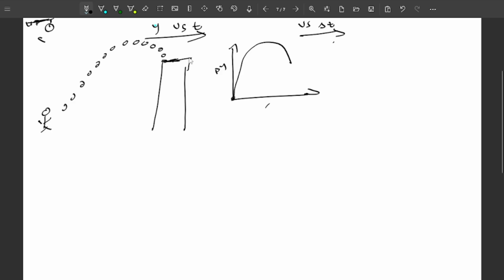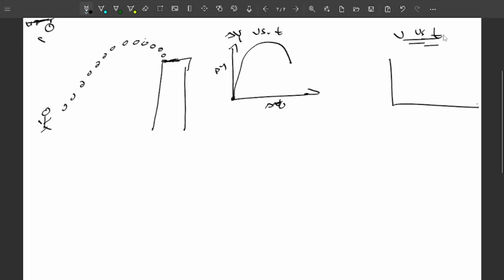Now what is the velocity? This is the t, right? The change in y versus the t. Now what is the v? Now the v versus the t, in this case, it's going to be like this. And this is the change in t, and then this is going to be the v. Right? I think I'm going to need to move that, but it's fine.